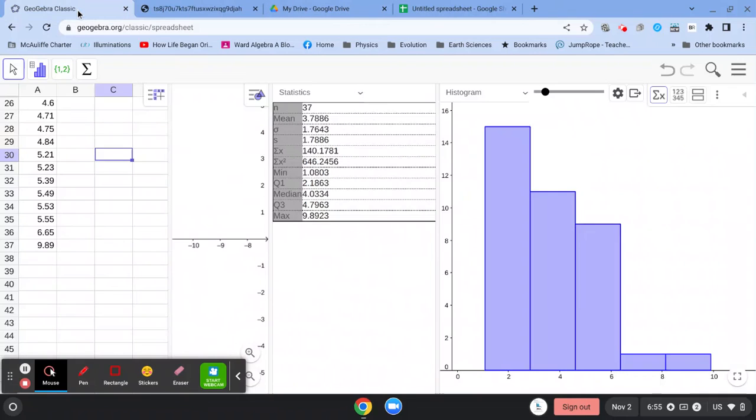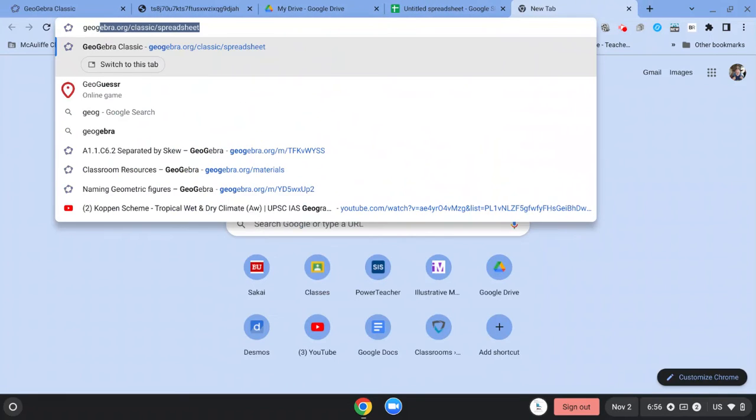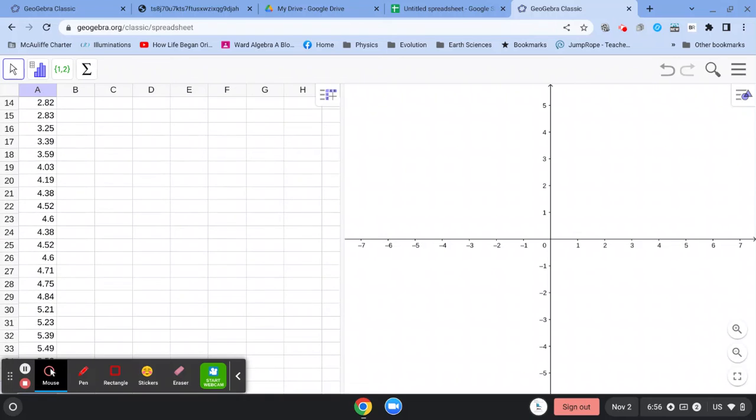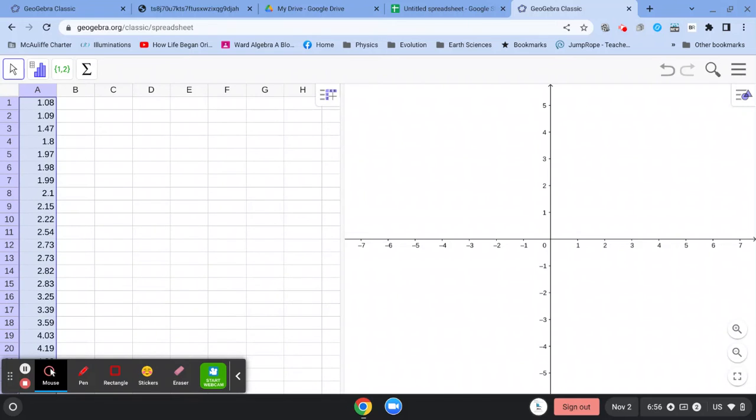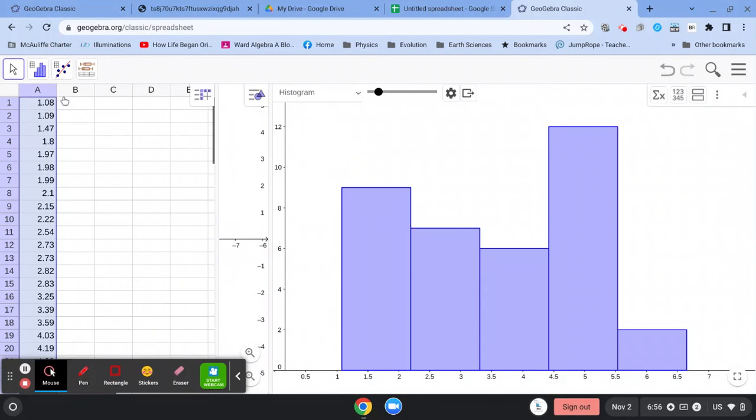So let's go back and take a look at the original summary statistics. We've got them all here. I'm going to now select the data that I want. And it's very easy to just set up a new GeoGebra. And I'll put that data in. And then I'm going to go through here, and instead I can delete that last one, or I can just start selecting without including it. So I'm just not going to include it. I hit the graph to get one variable analysis.